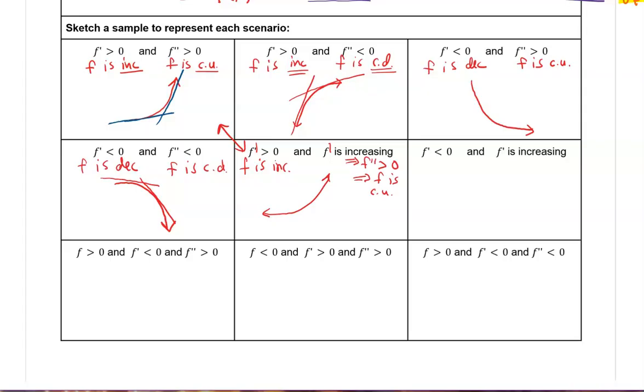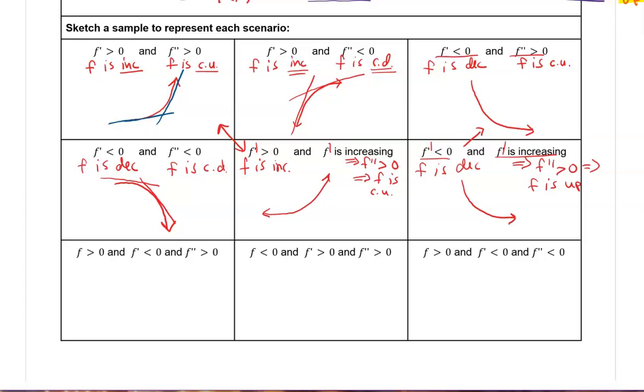And again, we're just looking at some vocab here. So I have f prime is negative, so f is decreasing. And then f prime is increasing, which implies f double prime is positive, and then that implies f is concave up. So it's going to look like this one, because these words here and here are saying the same thing as f prime being negative and f double prime being positive. So it'd be going down, but concaving up as it does that.